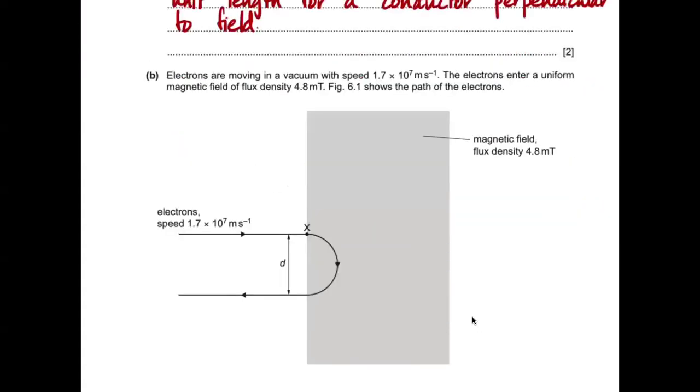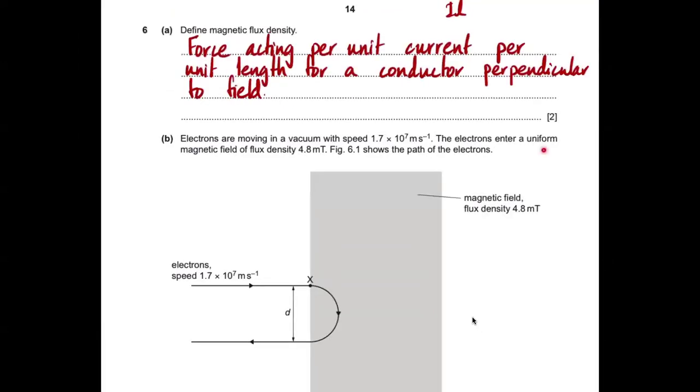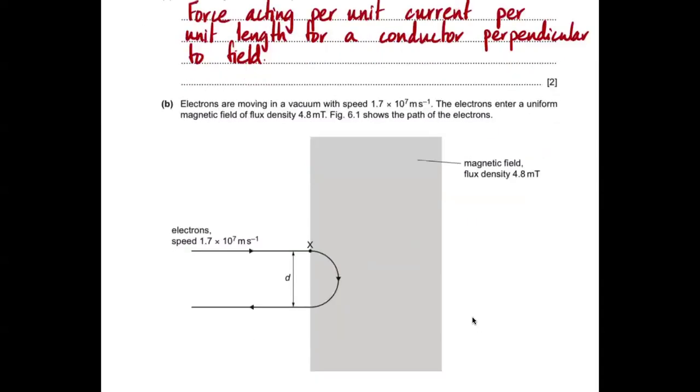Electrons are moving in a vacuum with speed 1.7 into 10 to the 7 meters per second. Electrons enter a uniform magnetic field of flux density this much. Figure 6.1 shows the path of the electrons. Whenever you have a diagram like this, you should ask yourself a question the examiner can potentially ask me: why is this moving in a circle? That's related to circular motion. In that case, you would say that this is how its velocity is, and the force is always perpendicular to the direction of velocity, right? So that's why it moves in a circle, right?